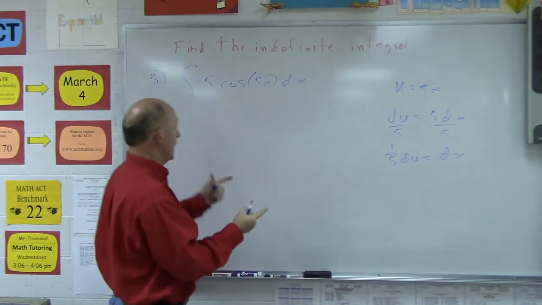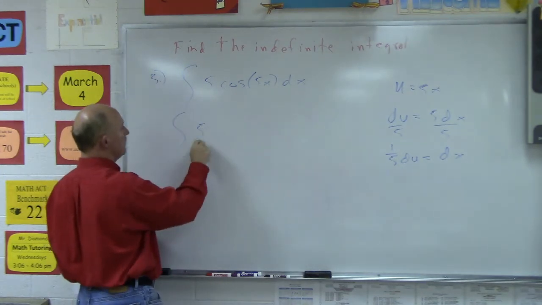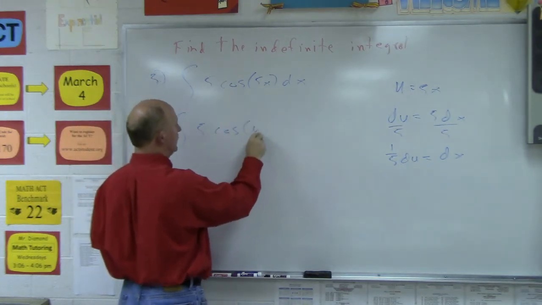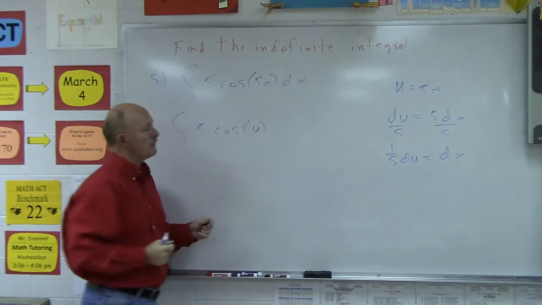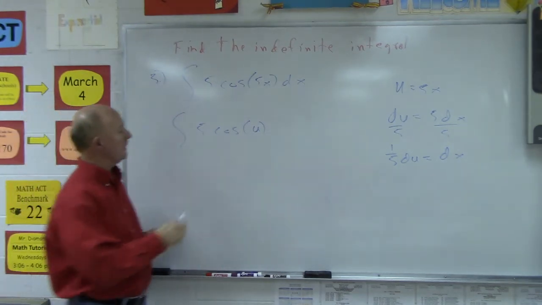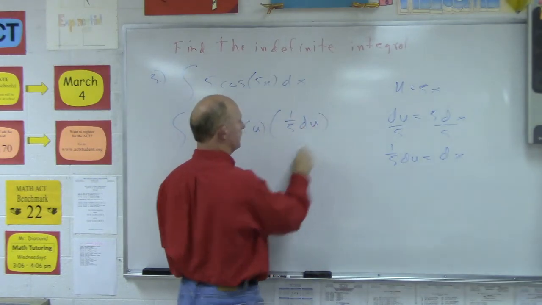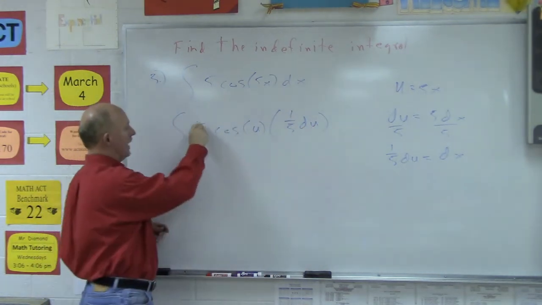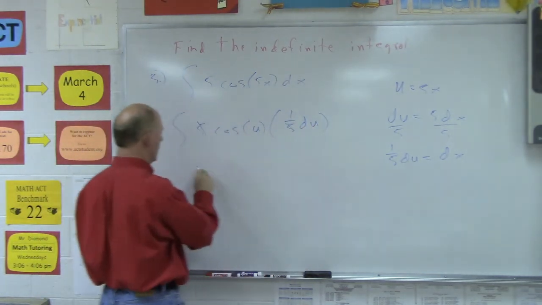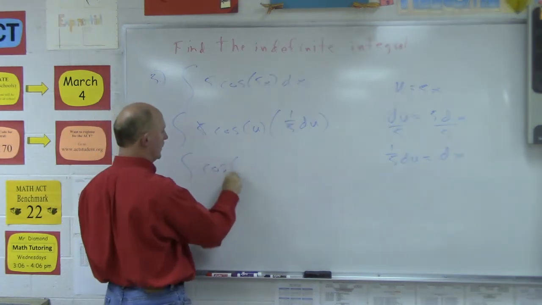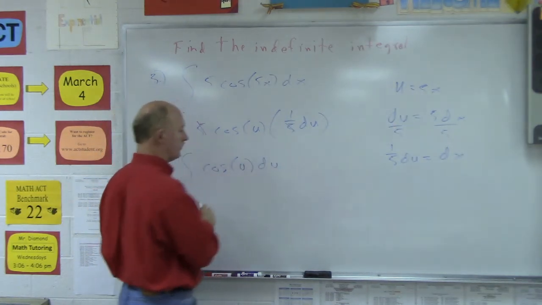As I make my substitution now, this will be the integral of 5 cosine u. Let's substitute u in for 5x, since we let u equal 5x. Now dx is 1/5 du. Notice what happens here: the 5's are going to cancel out. My integral becomes the integral of cosine u du.